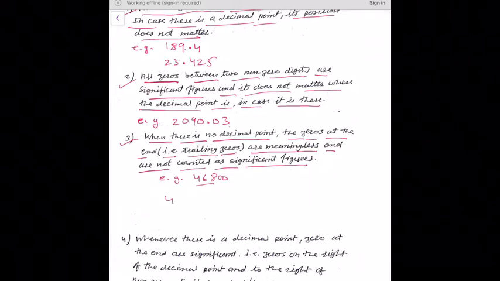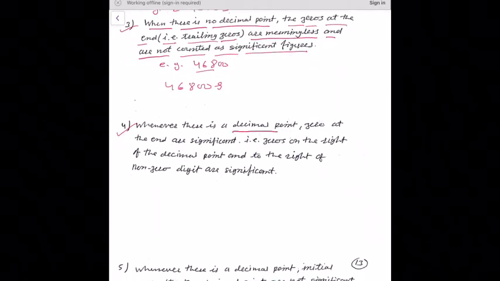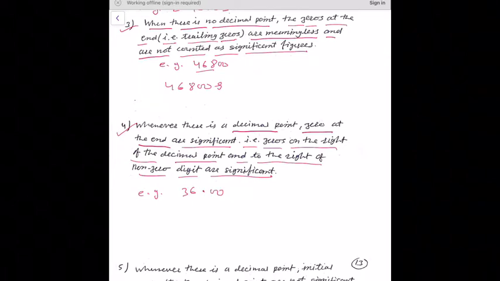For example, 46800 seconds has 5 significant figures. Fourth, whenever there is a decimal point, zeros at the end are significant. That is, zeros to the right of the decimal point and to the right of non-zero digits are significant. For example, 36.00 has 4 significant figures.